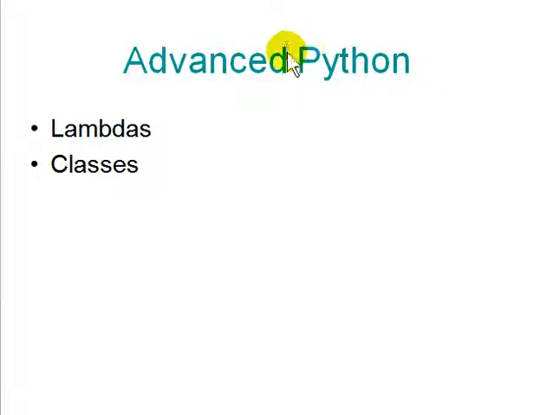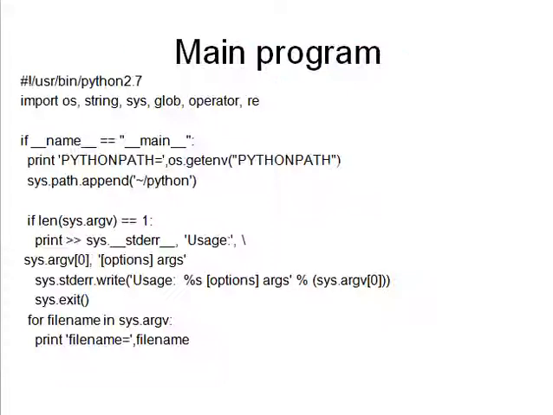Okay, in this class we're going to look at some advanced features of Python, basically lambdas and classes. So let's look at a Python program first. We start with a hash bang, /usr/bin/python2.7. So the interpreter for this program would be Python 2.7 on the Unix system, but it will also work on Windows if you just invoke it manually by calling python and the script name.